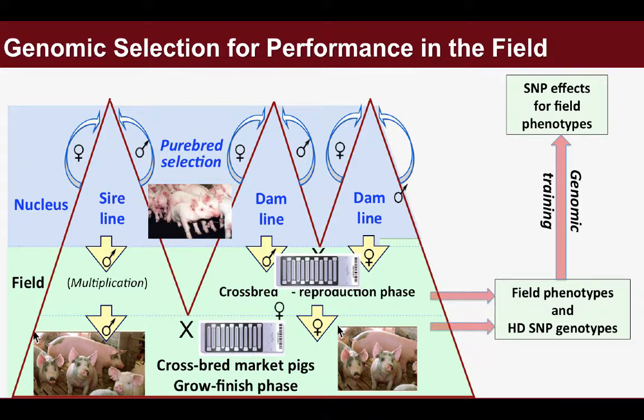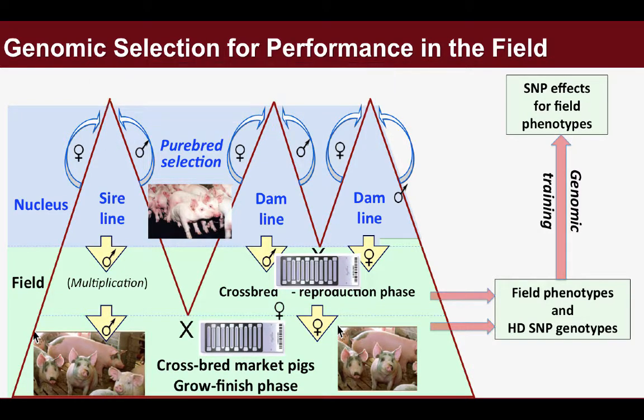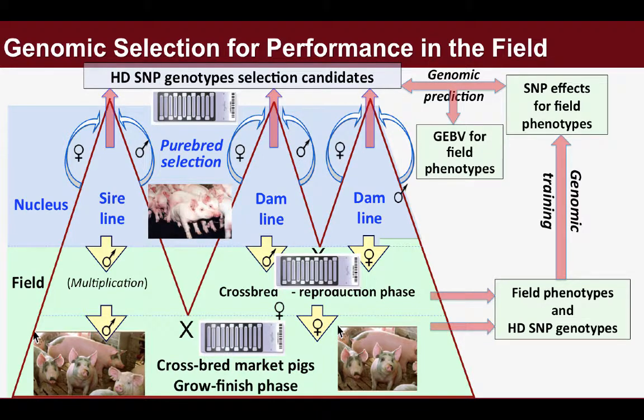The resulting genotypes and phenotypes would then be used to estimate SNP effects for disease and performance in the field through genomic training, which would then be used to predict the breeding value of nucleus animals for field phenotypes based on the high-density SNP genotypes of selection candidates. This would allow genomic selection of nucleus animals for disease and performance in the field.